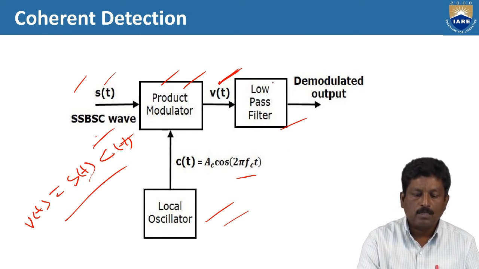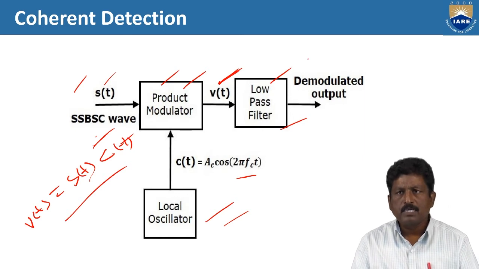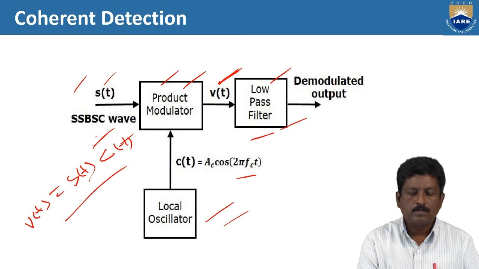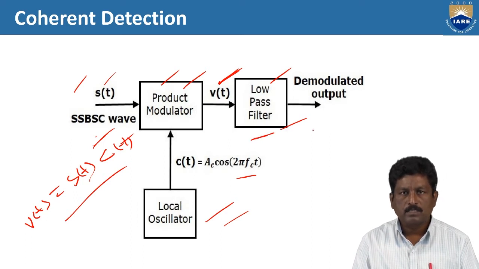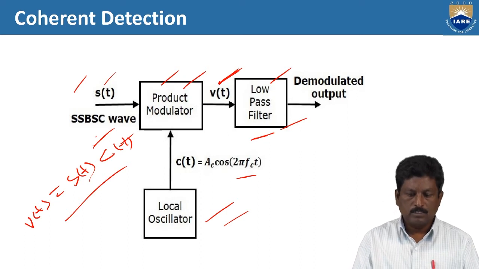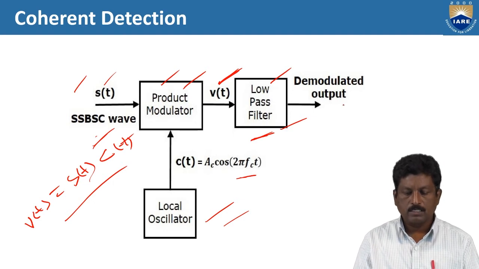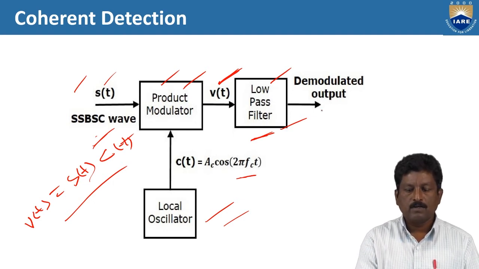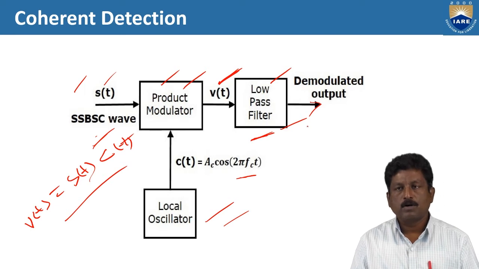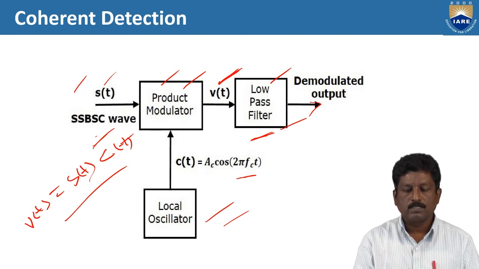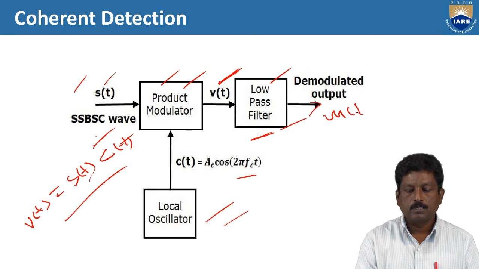V of t is a combination of the high frequency as well as the low frequency components. With the support of the low pass filter, we can reject the high frequency components and allow only the low frequency components. Once the low pass filter operates, allowing only low frequency components and rejecting high frequency components, we finally get our demodulated wave output, M of t, our original signal.